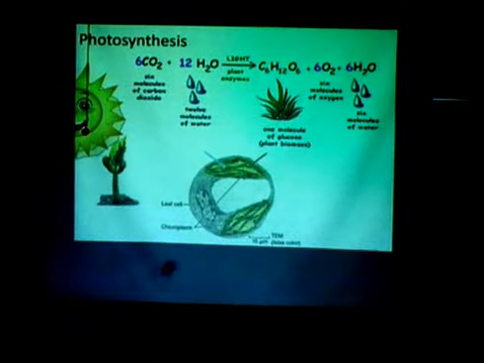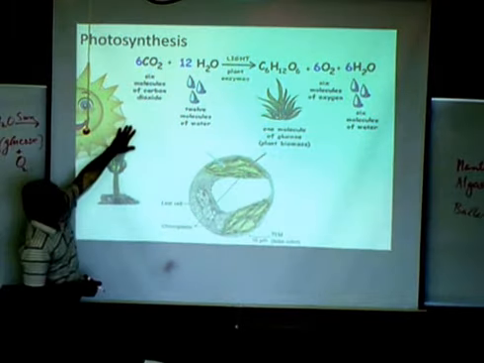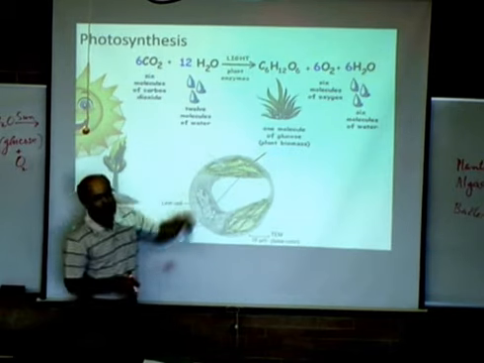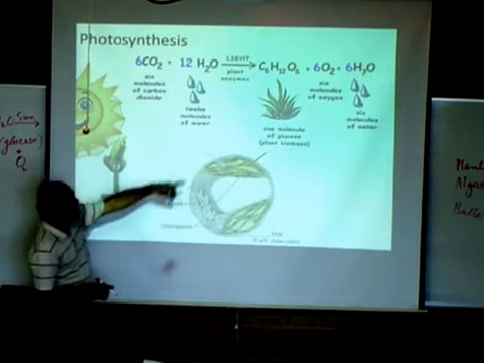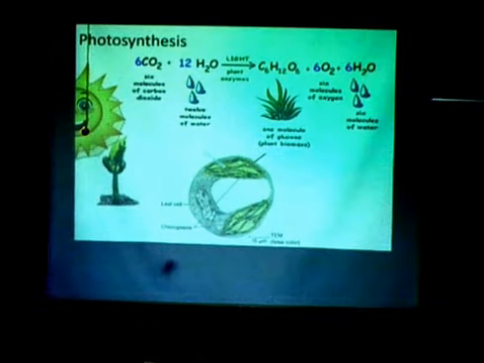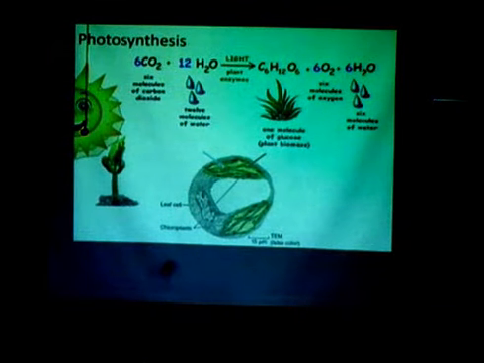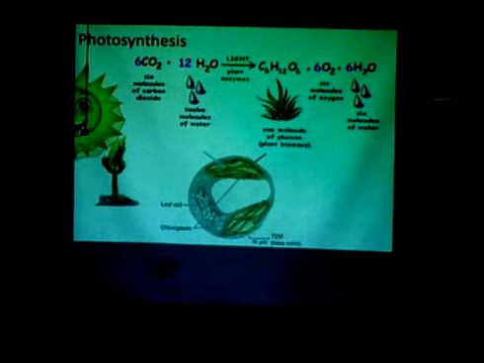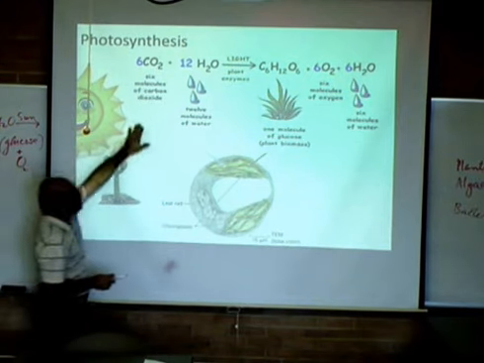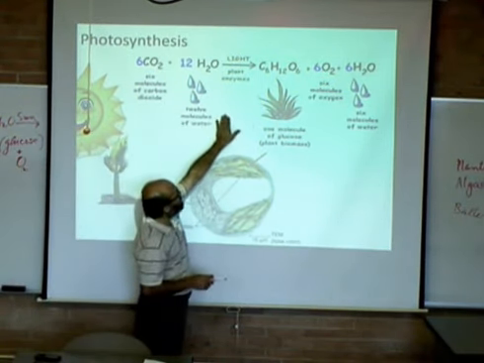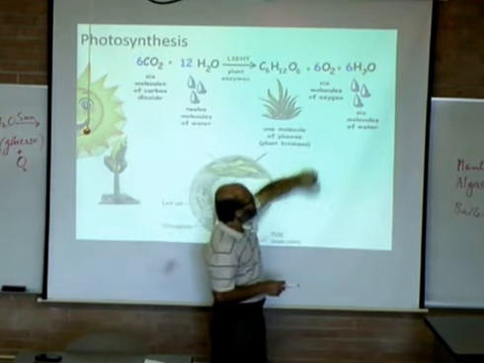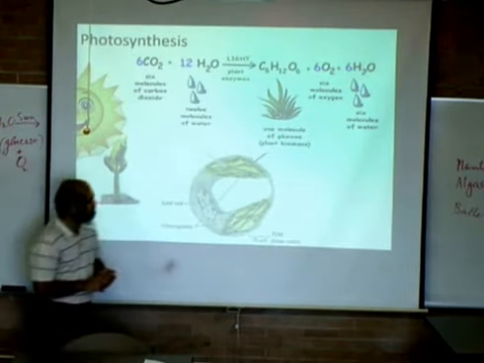This is the equation. 6 molecules of carbon dioxide gas, 12 molecules of water produce a single molecule of glucose, and 6 molecules of oxygen, and some water molecules are produced as well. That is the overall equation of photosynthesis. 3 components, which are carbon dioxide gas, water, and light, produce carbohydrate or glucose. Oxygen is released, and some water molecules are produced as well.